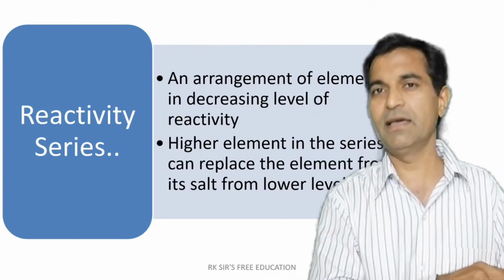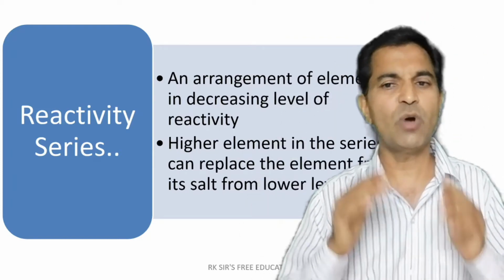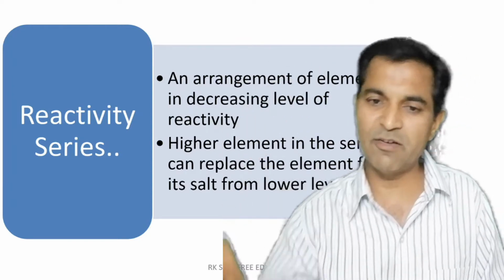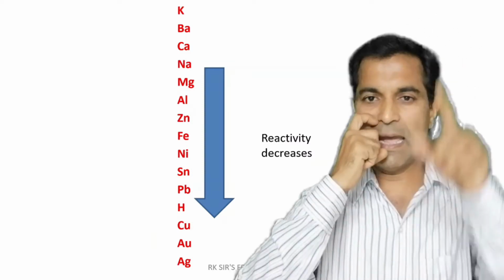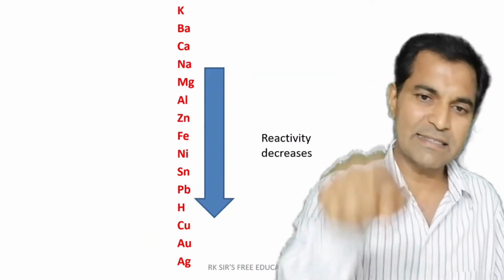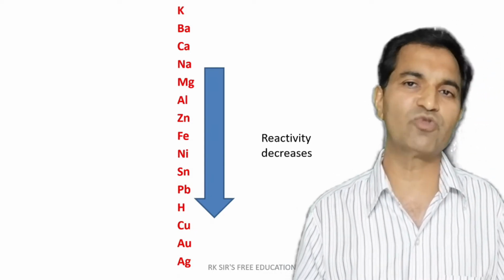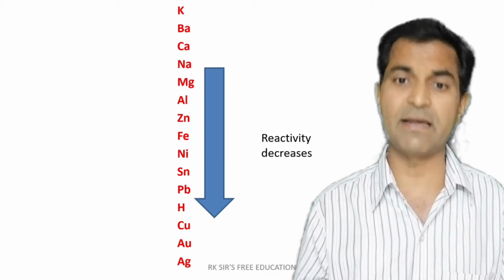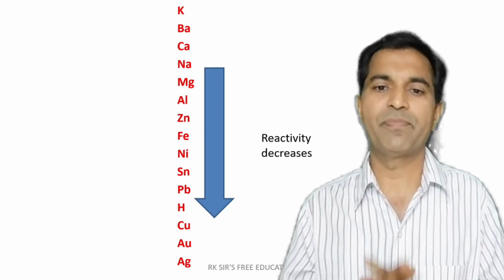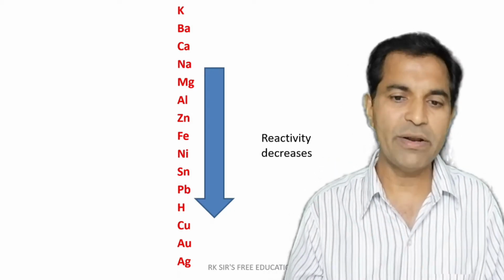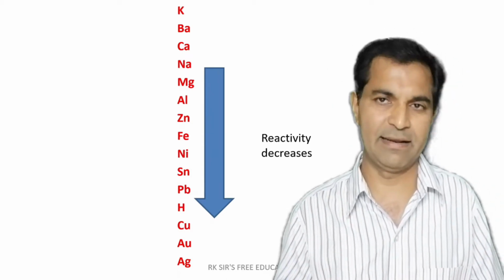For example, zinc is more reactive than copper, so zinc's place will be higher than that of copper. So a higher element in the series can replace an element from a lower level. This is all about the reactivity series, and what we have talked about is something like this. First potassium, then barium, calcium, sodium, magnesium, aluminium, zinc, ferrous, nickel, tin (Sn), plumbum, hydrogen gas, copper, argentum, meaning silver, and last gold. Gold is the least reactive metal, right?